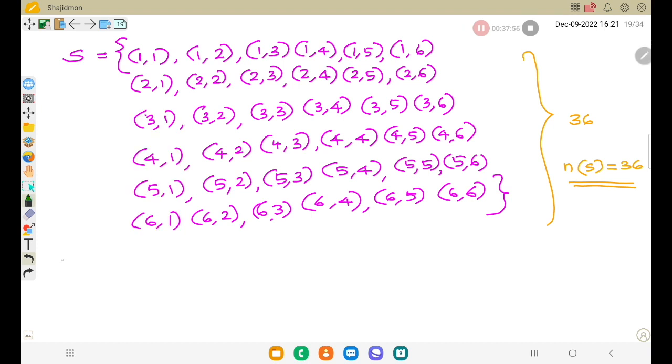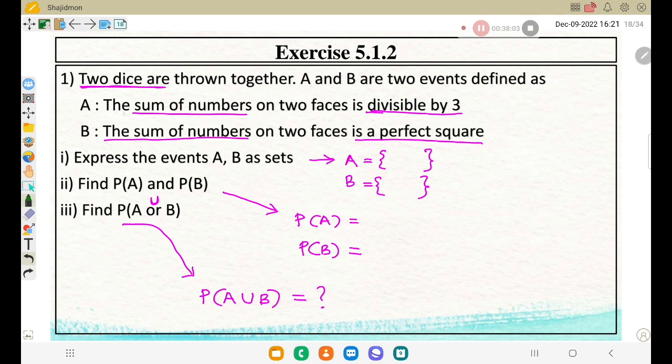Now we are defining the event A. What is the meaning of A actually? It is given in the question. A means the sum of the numbers on the two faces. For example, first 1,1: if you add these two numbers, 1 plus 1, it should be divisible by 3. Here the sum is 2, and divisible by 3 means we can divide by 3. 2 by 3 is not possible, correct?